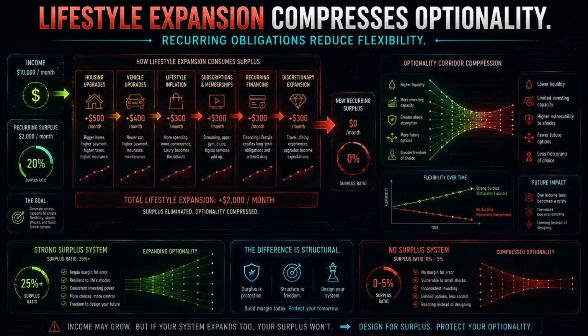One of the most common patterns that weakens recurring surplus is lifestyle expansion. As income rises, many households gradually increase housing costs, vehicle costs, subscriptions, recurring obligations, financing commitments, and structural rigidity. The result is that income rises, but recurring surplus does not. This creates a dangerous illusion of strength, because high income alone does not guarantee adaptability. Only recurring surplus does. And if you want to learn more about lifestyle expansion, it's dealt with in depth within this channel.